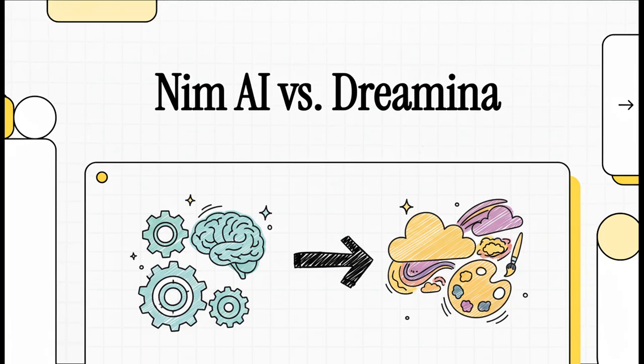All right, if you're a creator in the AI video space right now, you are probably wrestling with a huge question. Do you need it fast or do you need it perfect? Today, we're diving into two tools that are on opposite ends of that spectrum, Nim AI and Dreamina. One is all about speed, the other is all about control. Let's figure out which one is right for you.